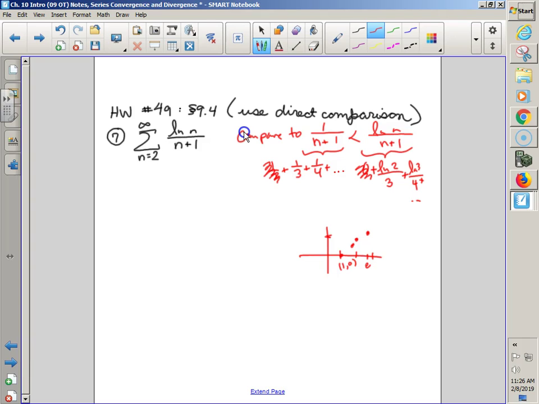Wait, what is ln of 3? 1.09? Okay, and then 1.09 divided by 4 would be bigger, right? Because 1.09 over 4 compared to 1 over 4. Okay, this one is bigger. But will it keep on being bigger forever? Yes. You can keep on plugging in. It's going to be bigger forever. So is this valid? Yes, but only for n greater than 2.